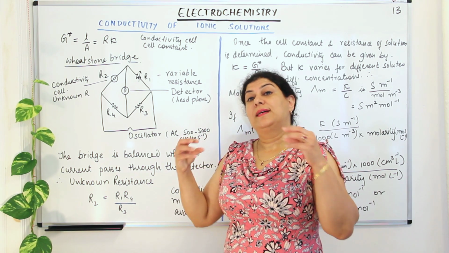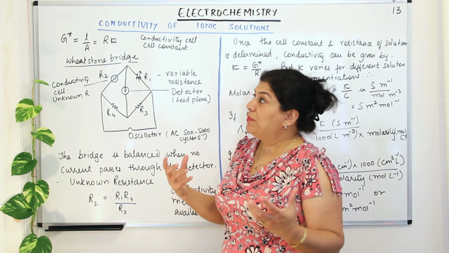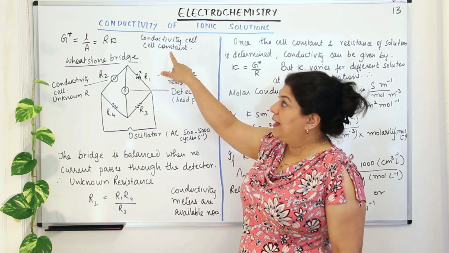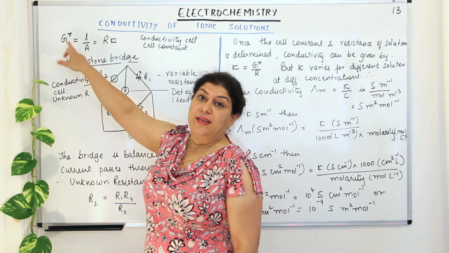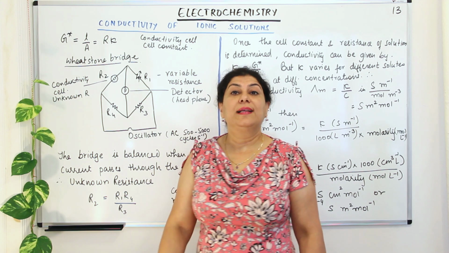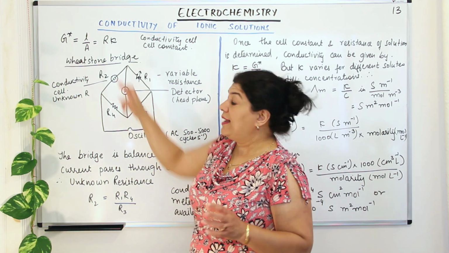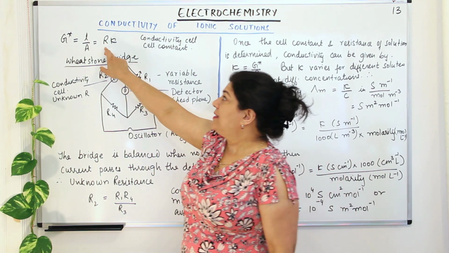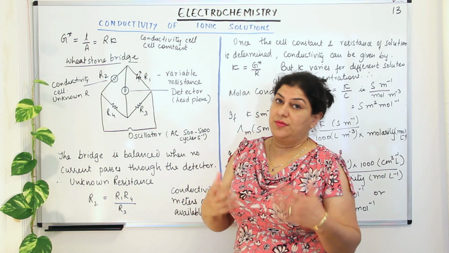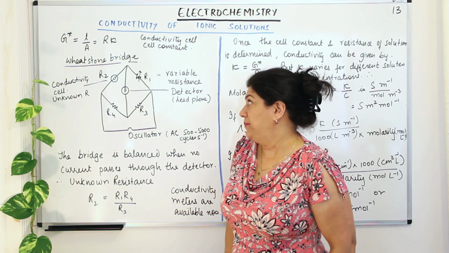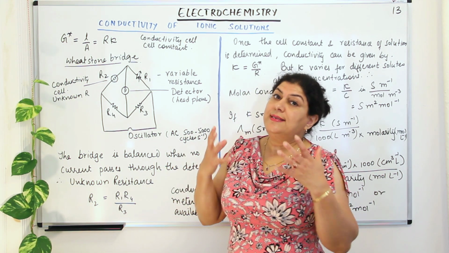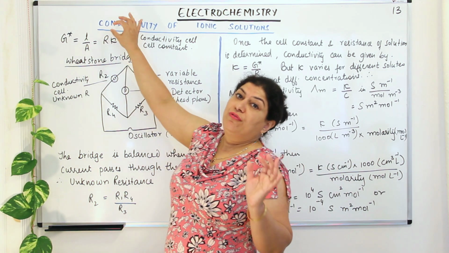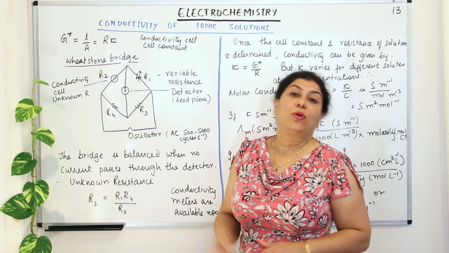But once the conductivity cell was created, it became important to know another quantity known as the cell constant. The cell constant is represented by G star, and it is the ratio between length and area. It is equal to the product of resistance R and conductivity kappa. Having understood this, let us now move ahead and understand how we use this in order to find out the conductivity of an ionic solution.